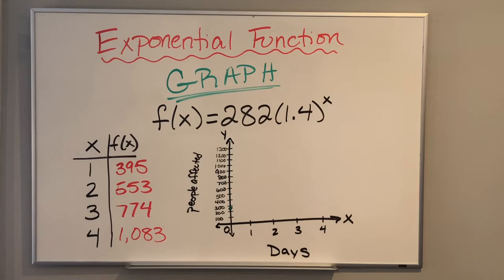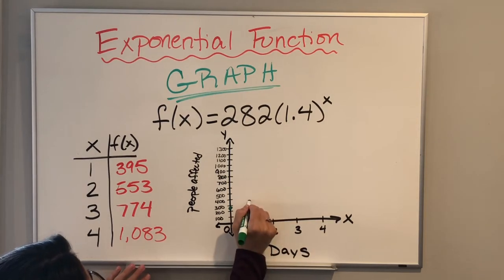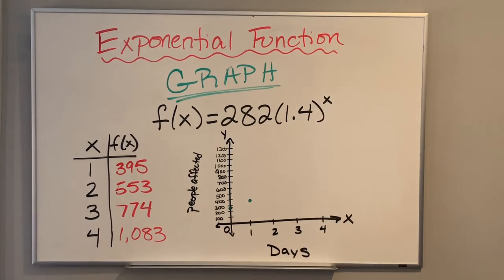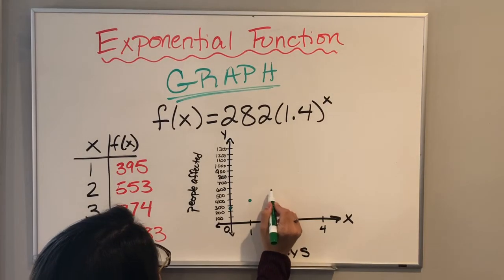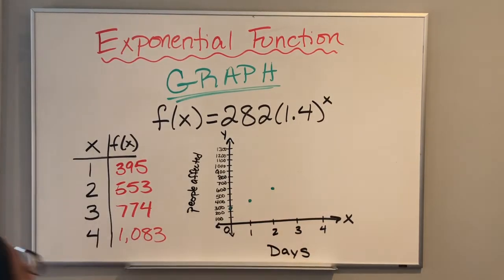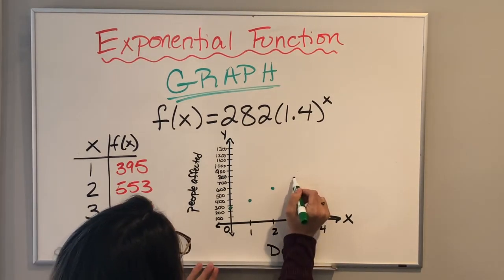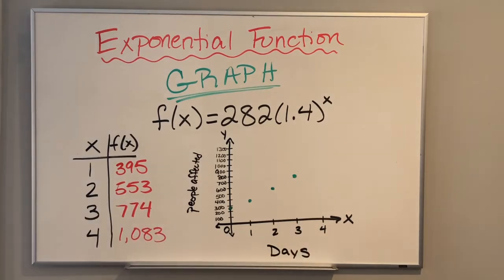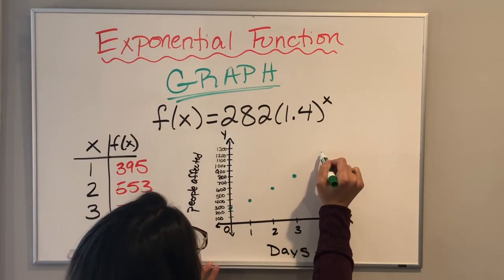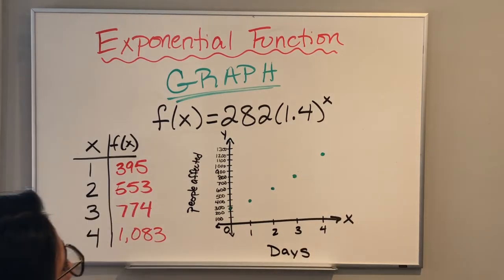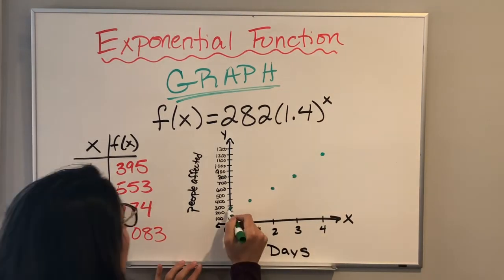After 1 day, we had about 395 people. After 2 days, we had about 553 people affected. After 3 days, we shot up to 774. And on the 4th day, we shot all the way up to 1,883.